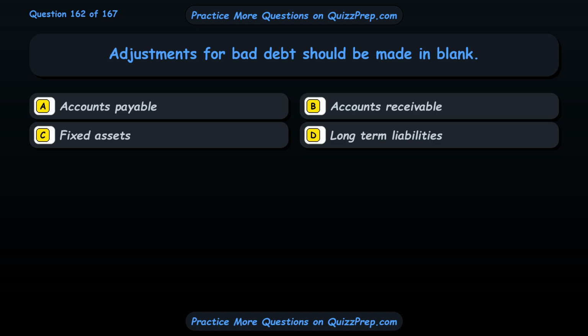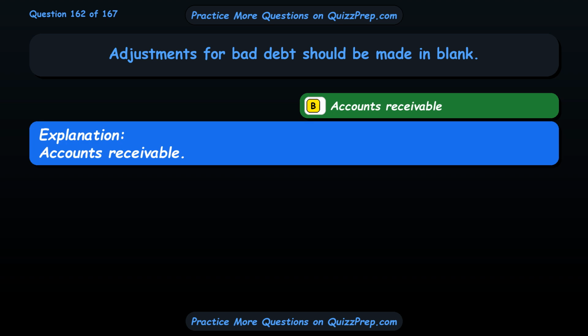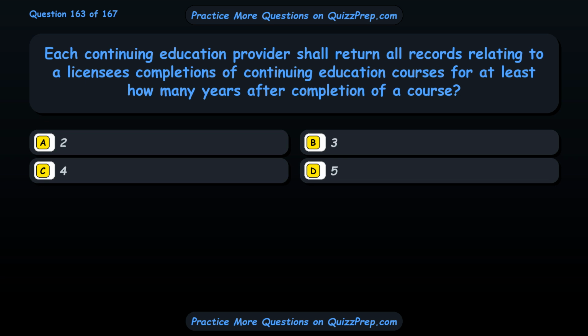Question 162. Adjustments for bad debt should be made in blank. Option A, accounts payable. Option B, accounts receivable. Option C, fixed assets. Option D, long-term liabilities. The correct answer is option B, accounts receivable.